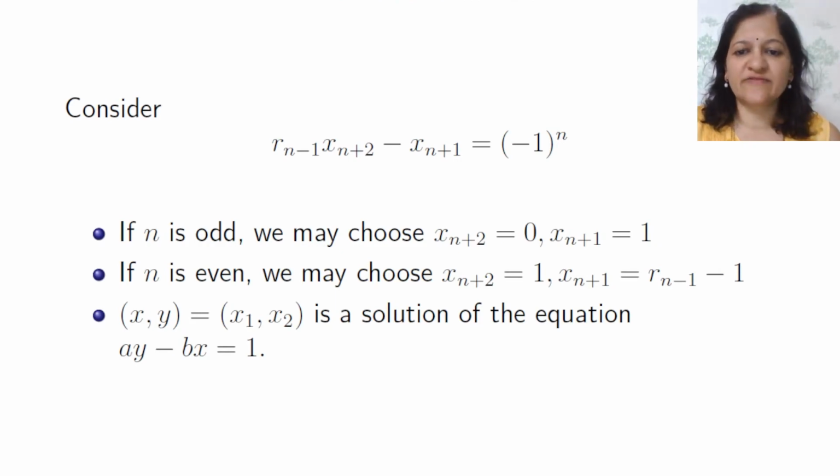Now consider this equation again. Rn minus 1 xn plus 2 minus xn plus 1 equal to minus 1 raised to n. If n is odd, then we may choose xn plus 2 as 0 and xn plus 1 as 1. If n is even, we may choose xn plus 2 as 1 and xn plus 1 as rn minus 1 minus 1. Then x1, x2 is the solution of the equation ay minus bx equal to 1.